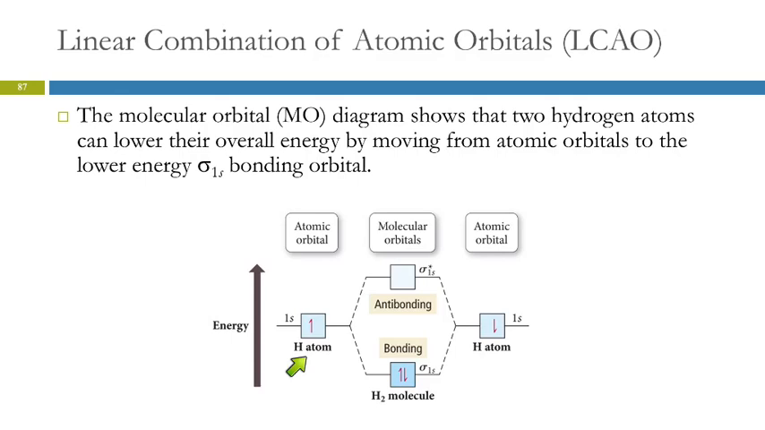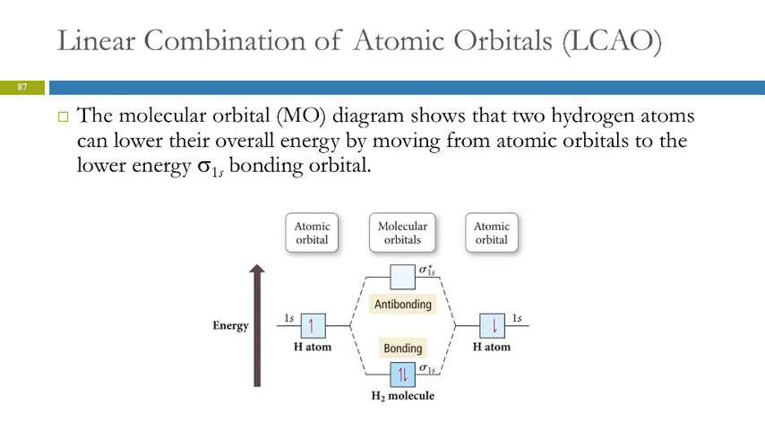So the combinations that are possible from these two atomic orbitals, we get two molecular orbitals. One is bonding, it's lower in energy. The other is anti-bonding, it's higher in energy. This comes from adding those two orbitals in phase and adding them out of phase, or you can think of that as subtracting. Okay, so there's the sigma star 1s and the sigma 1s.